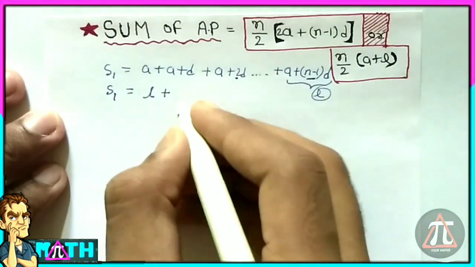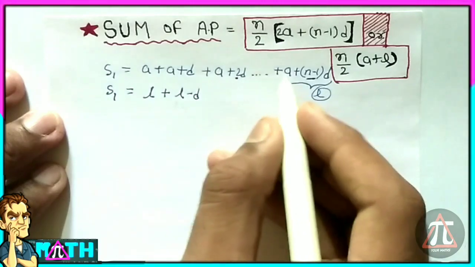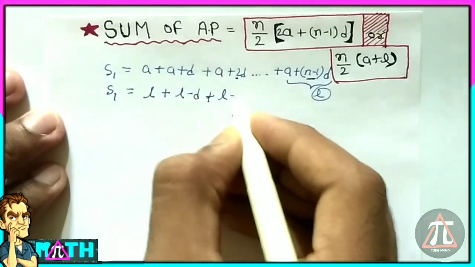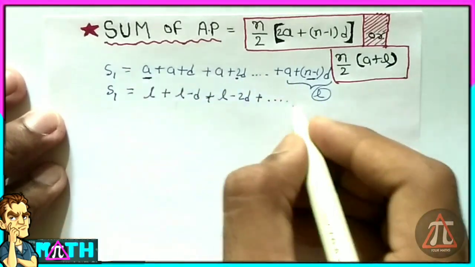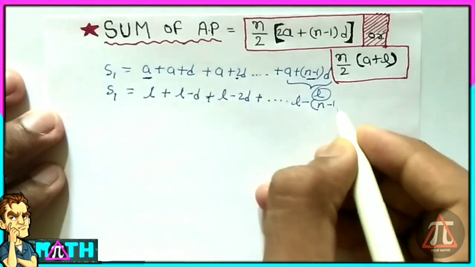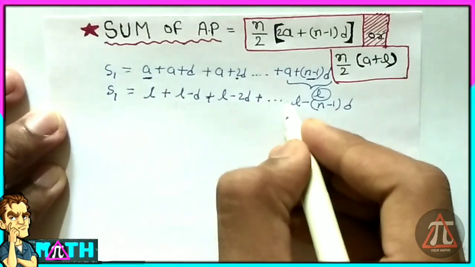From the backward direction we can also add it. So l minus d, then the third term from the last is l minus 2d, till a. So from the last, it becomes l minus (n minus 1)d, and it gives the value of a.